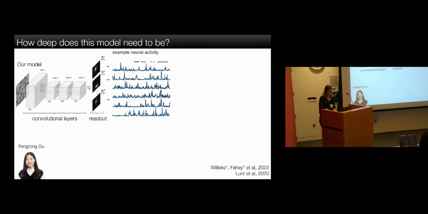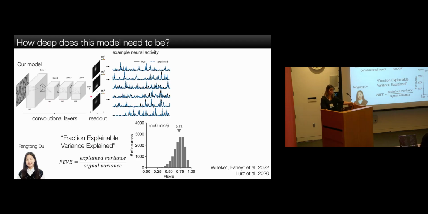All right. One of the first things we wanted to ask with these models, and this is work done by Fangtong Du in the lab, is this: she fit these models from images to neural activity, and we wanted to see how large these models needed to be to explain the neural activity. So we looked at how many convolutional layers we needed, and then we always have these neuron-specific readouts that I explained.